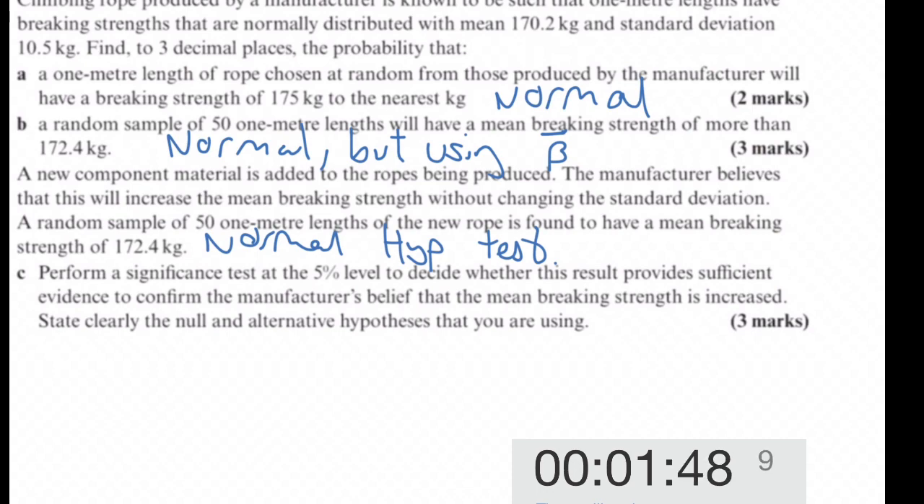Part B, Sam, is find your mean distribution. So remember, take your sigma and divide it by root n in this case, and then just do normal distribution, but with the mean distribution instead of the standard one.